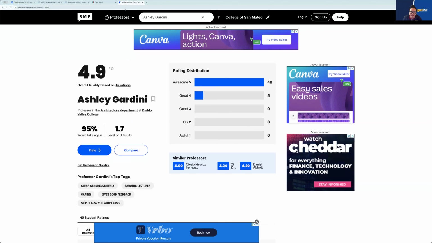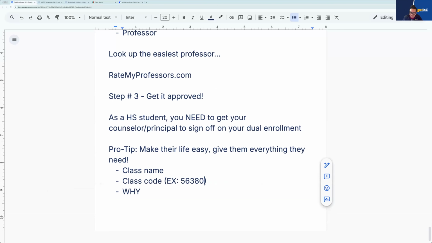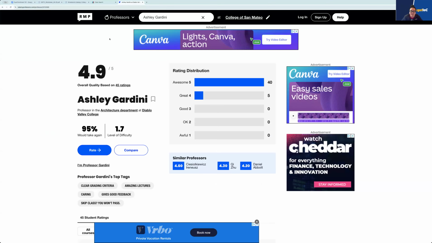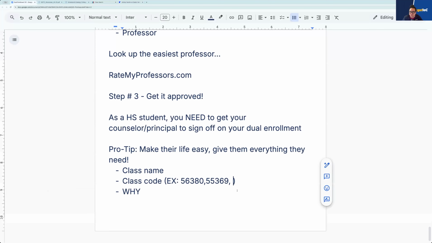And then I would have backups, because if one of the classes gets full, I'd have a backup. This is choice 1, this is choice 2. Choice 1, then this one, then this one, then look at other classes. Don't just stop here. At the same time, I tell students don't be a hero.